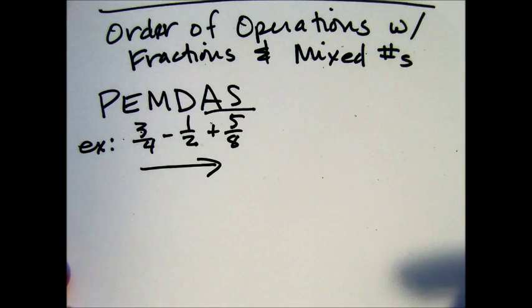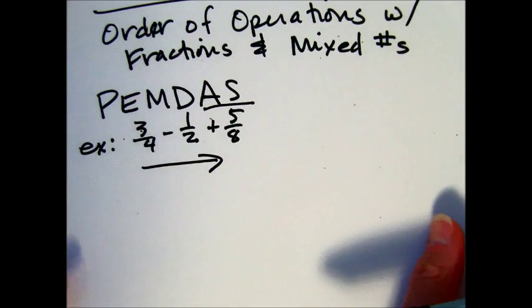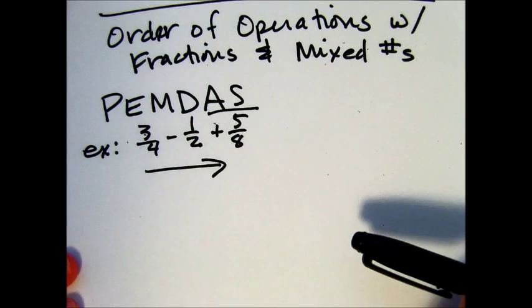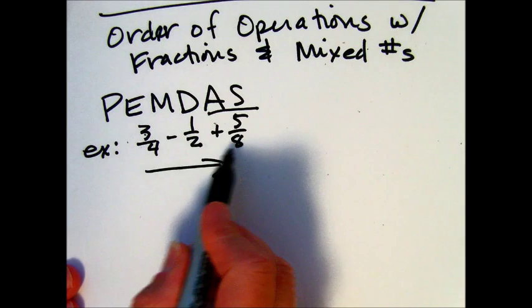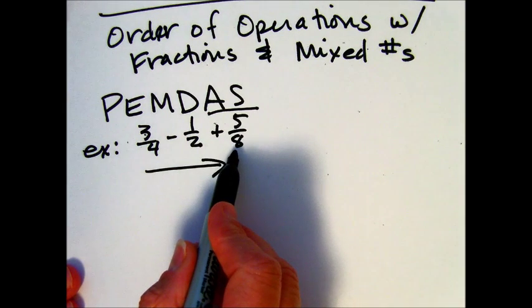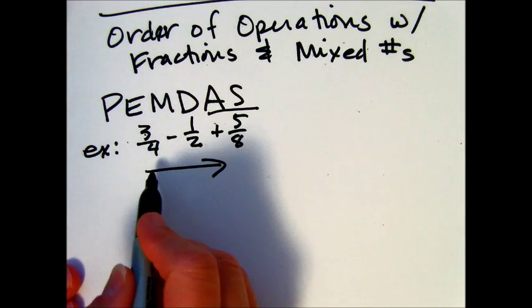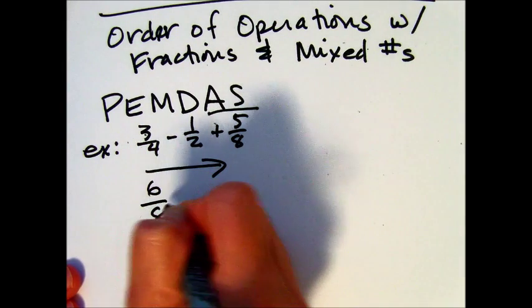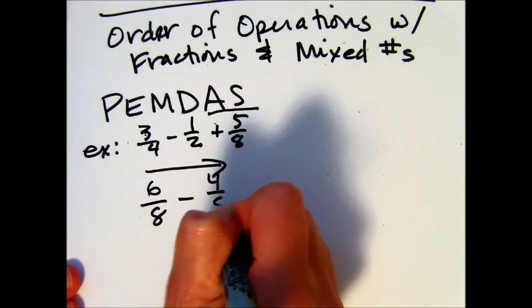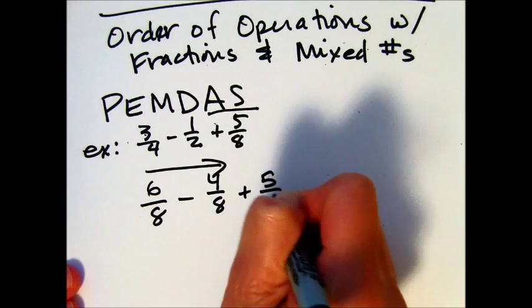Now, before I go ahead and work with those operations, I want a common denominator. So this is just a little review of adding and subtracting. We're going to convert all of those denominators to 8s because 4 and 2 are factors of 8. And so I'll go ahead and just change them. That's going to become 6/8 minus 4/8 plus 5/8.